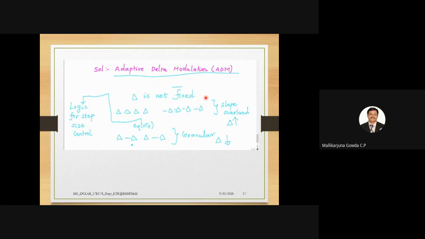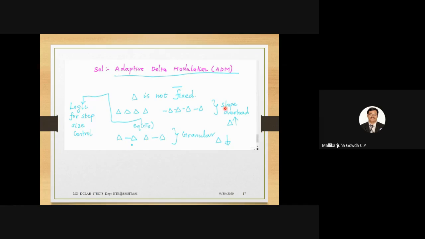There will be a slope overload distortion, right? So how do we conclude that it is a slope overload distortion? By looking at the step size, means the values only we can say. If I get continuous values of positive delta, or continuous values of minus delta, I can say there is a slope overload distortion in the signal.